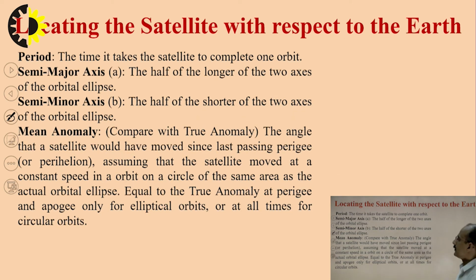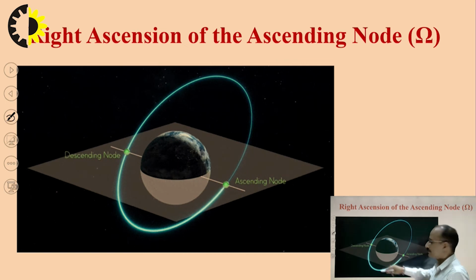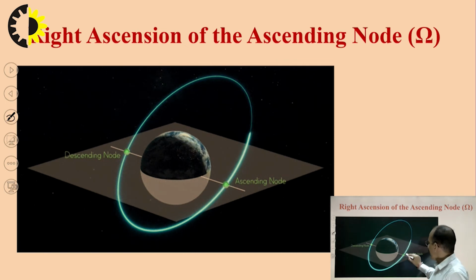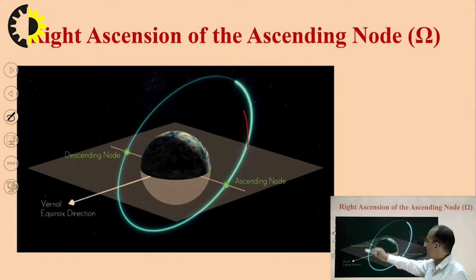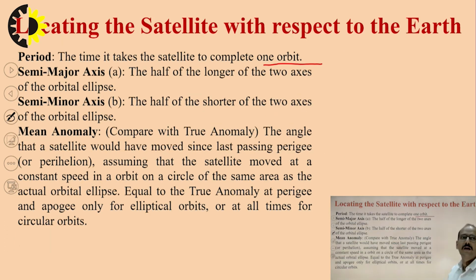Now period. Period is basically the time it takes the satellite to complete the orbit. Here the satellite is moving, and if it is completing an orbit, starting from the ascending node and coming again to the ascending node, the time taken by the satellite is the period.